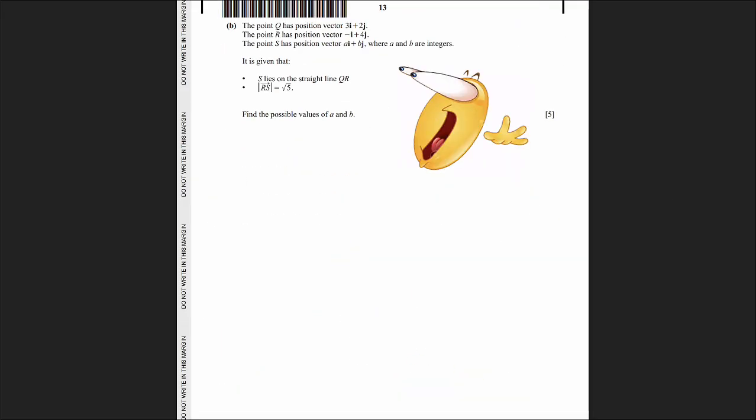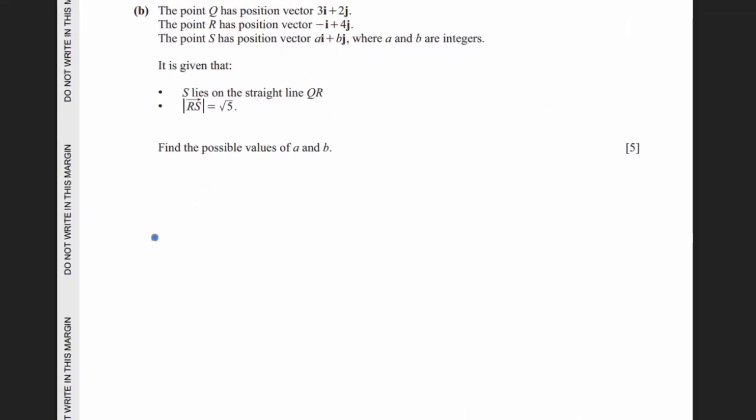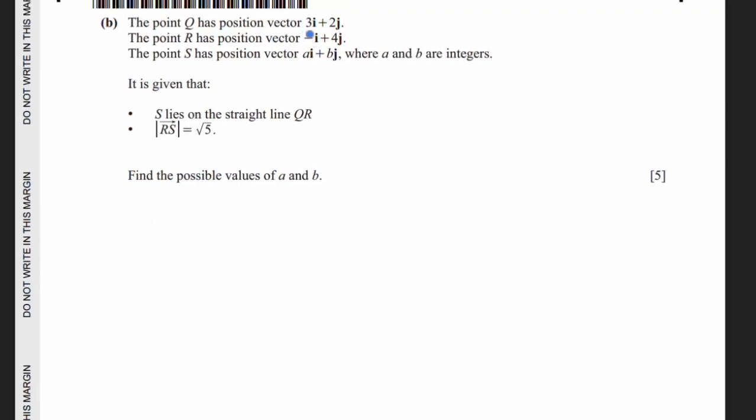Oh my god, what is that, bro? Okay, let's try to solve this thing. Oh my god, what? The point Q is with the position vector this. Point R is this. Point S is (a, b), where a and b are integers. Okay, it is given that S lies on the straight line.